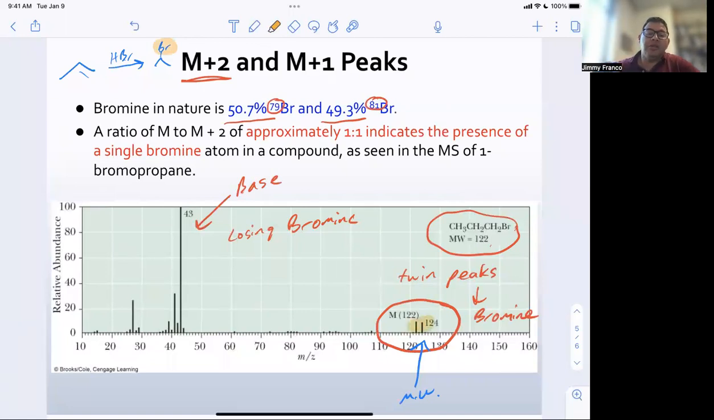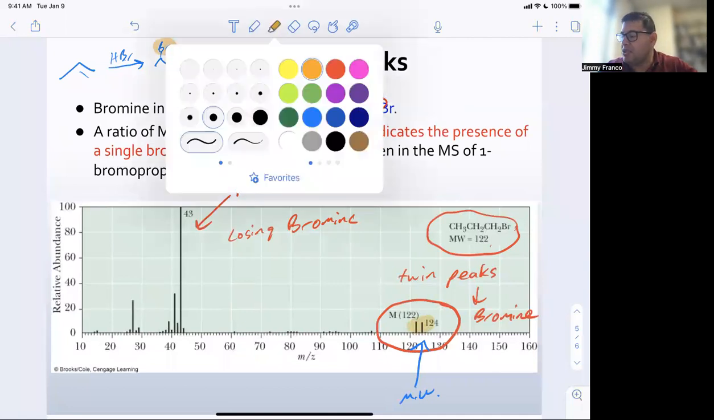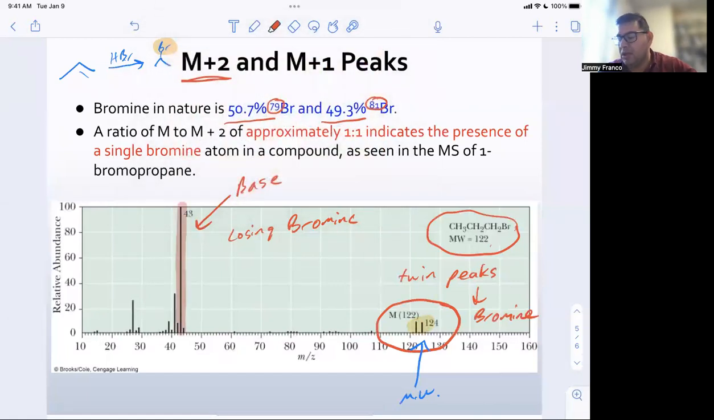And then the other thing you should look for is halogens tend to fall off our molecules. We've talked about them being leaving groups, so they actually fall off. So a lot of times you'll see your base peak is the loss of that halogen, right? So we lose that hydrogen, that bromine or the chlorine.